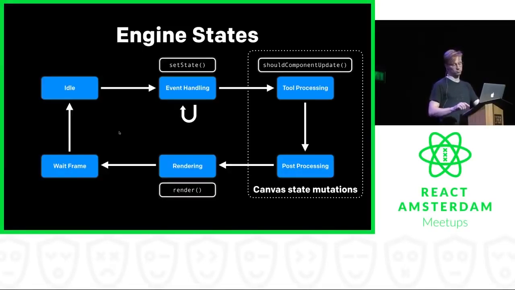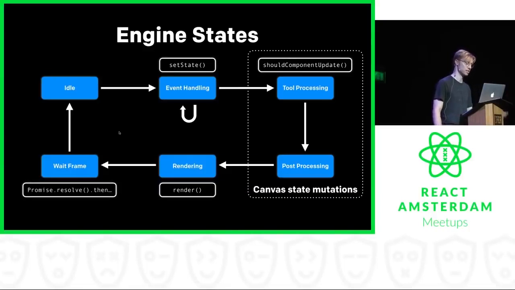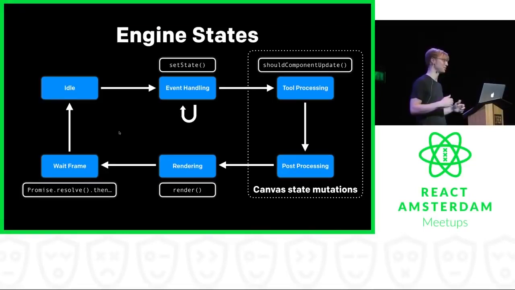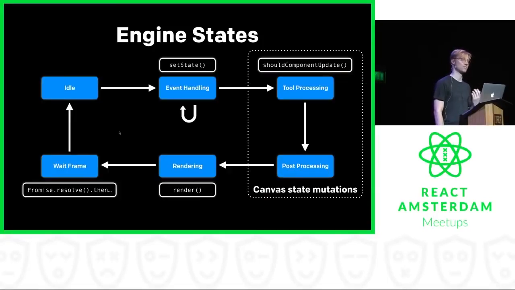We have one more funny state, which is called wait frame, and this is basically a micro task that we use. And after that, we are really sure that the browser has given control back, all the rendering is done, and the engine moves back to the idle state. So, as I said, this is of course really custom. I don't know if this is any help to your daily state management problems, but I hope it gave you some insight in what we do and maybe some inspiration if you need to build something custom.